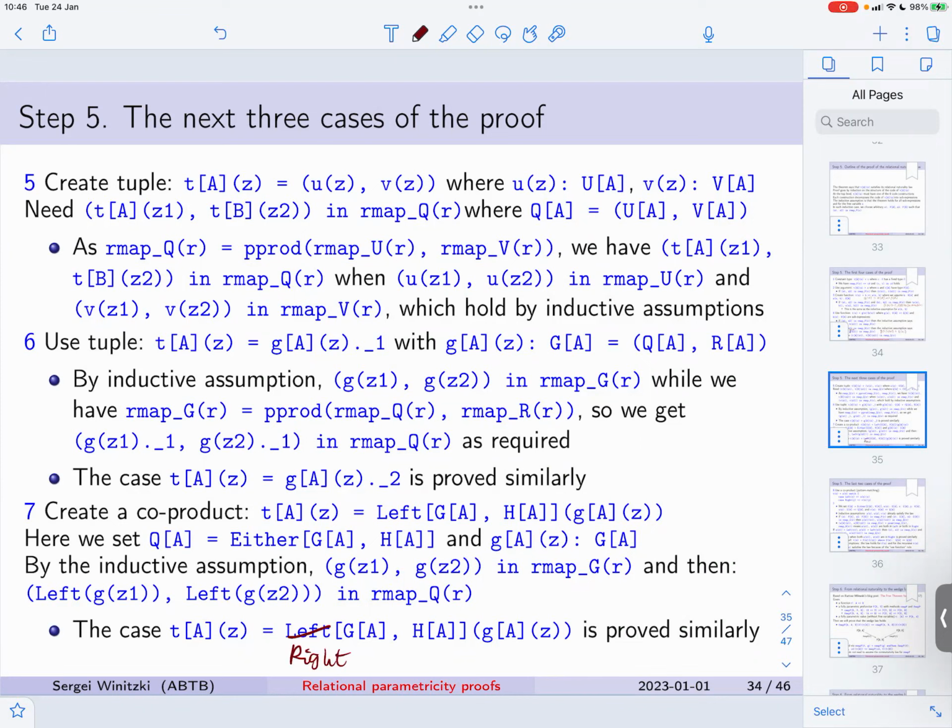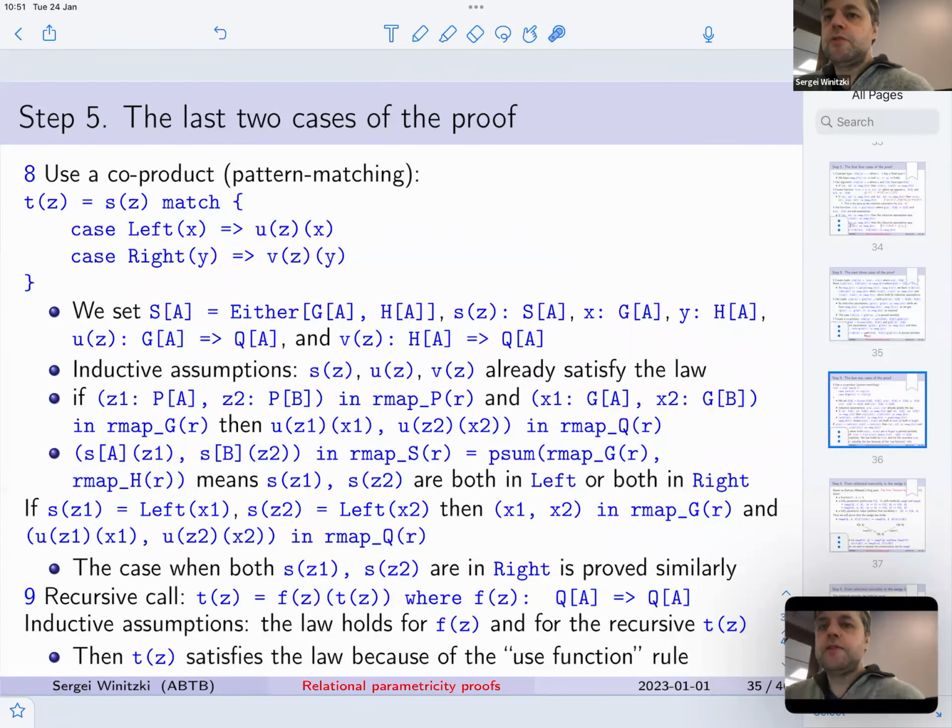When it's right, then it's a very similar proof. The next case is to use a coproduct. This is a pattern matching rule where we have three sub-expressions. One is this S of Z, which has type of either G of A and H of A. And then we have pattern matching for left and right cases.